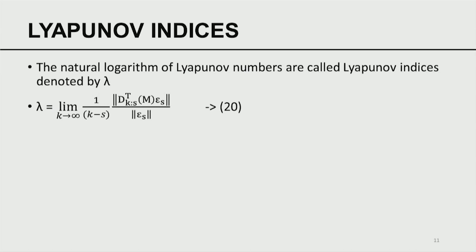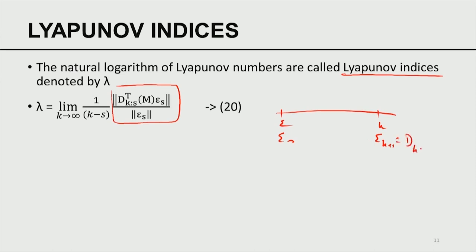So let us look at this number. This is called the Lyapunov index. So what is the Lyapunov index? Let us look at this ratio. What is this ratio? It is the norm of the error at time. So if I have time s, and time k, I have epsilon s, I have epsilon k plus 1, equal to D k, s of M of epsilon s. So the norm of the error epsilon k plus 1 divided by epsilon s.